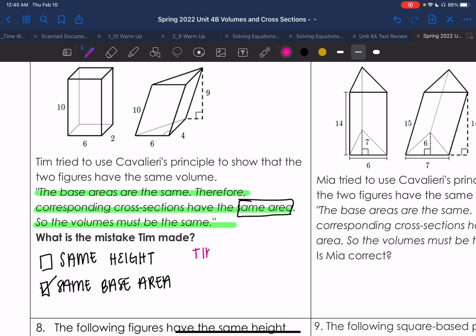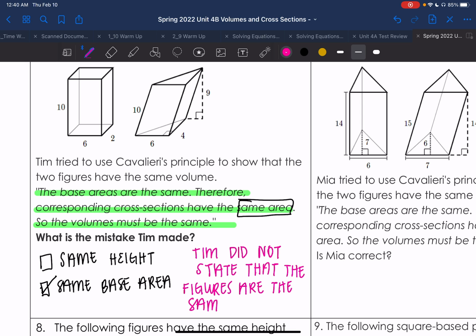All right, so my answer is in pink. Tim did not state that the figures are the same height. All right, that's a big old no-no when it comes to Cavalieri's principle.